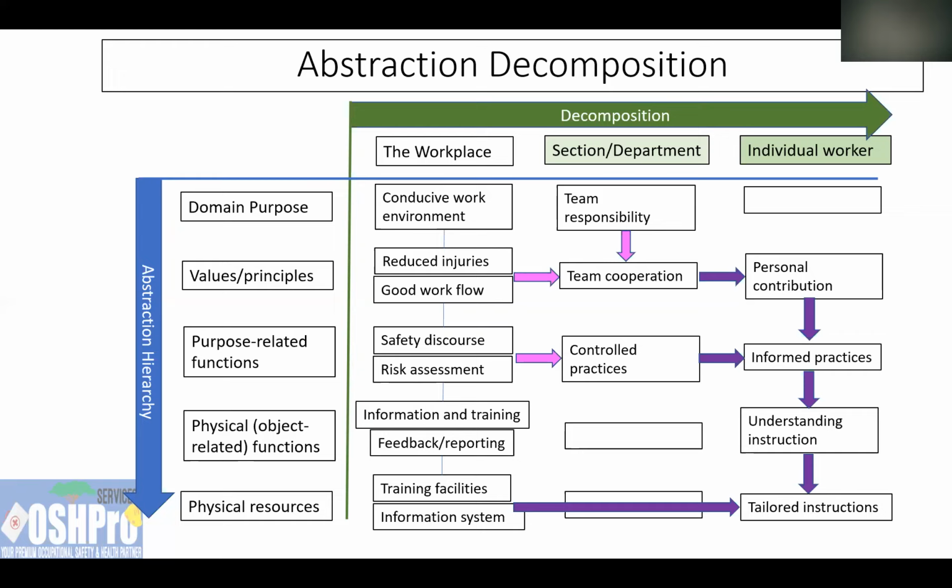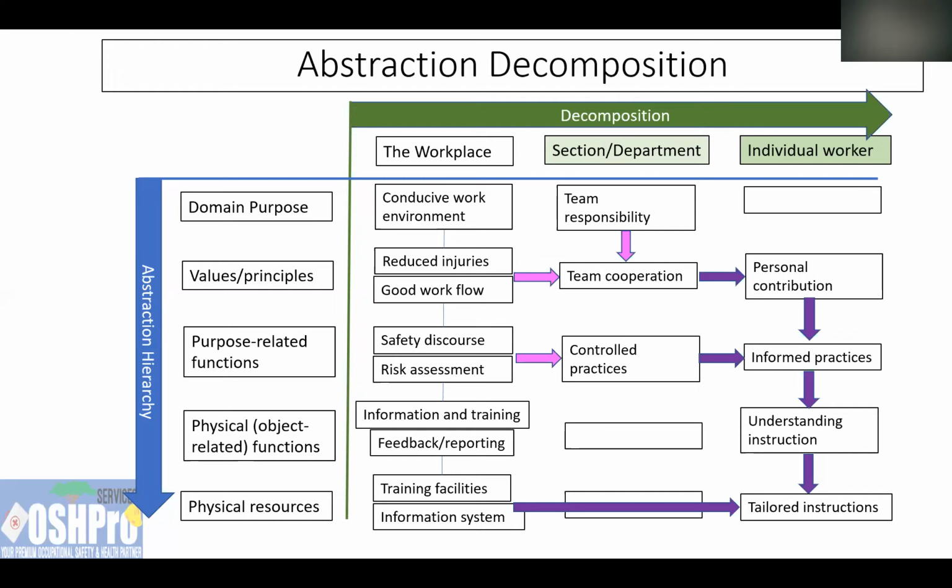So we start with the composition. We start with the company, where we do an overall assessment, and then we have to break it down to the sections and departments. This is what we call the composition. So the hierarchy is fixed. We go down from the main purposes to values to purpose-related functions, physical objects, and then we go to the decomposition and look at, okay, if there are several departments, do these departments have several hazards? Maybe not. So what do I need to do for this department?